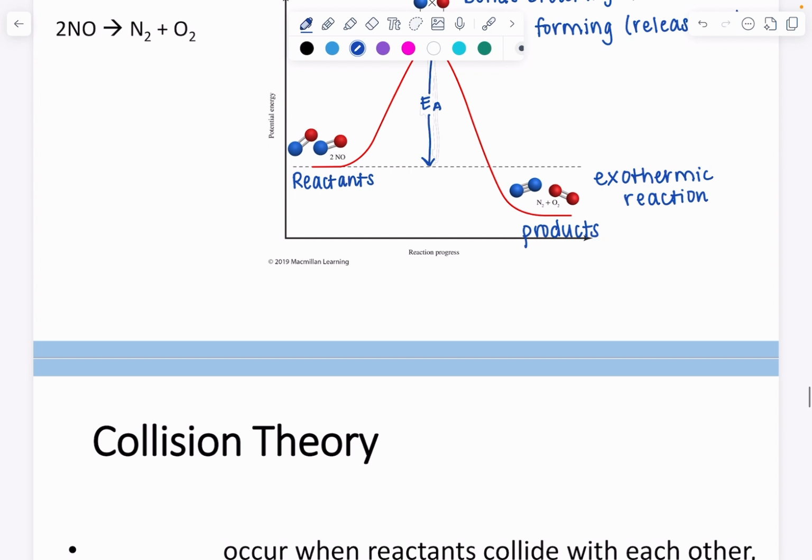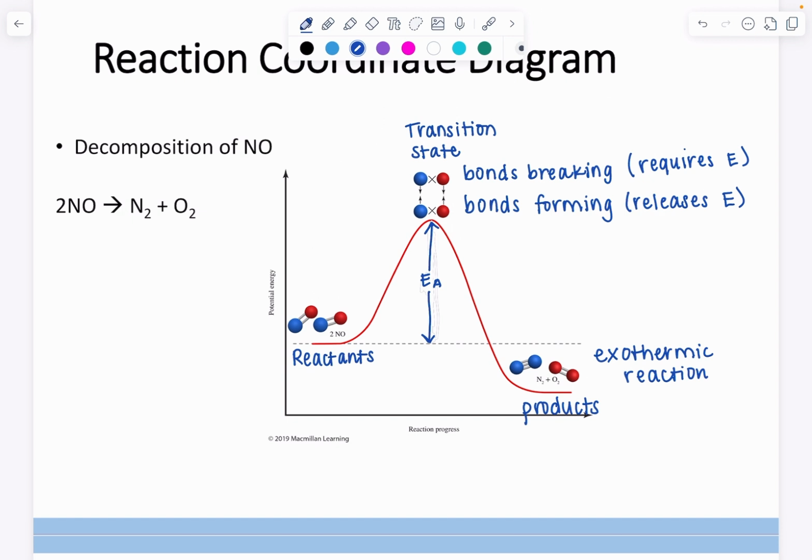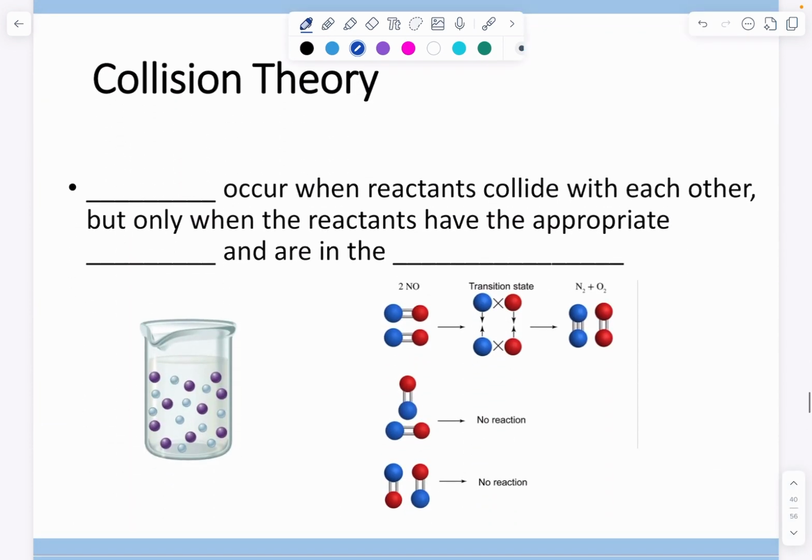Now, in order for the reaction to even proceed, we need to have two NO molecules that collide with each other. So we're going to talk about collision theory. Reactions occur when reactants collide with each other, but only when the reactants have the appropriate energy and are in the correct orientation.